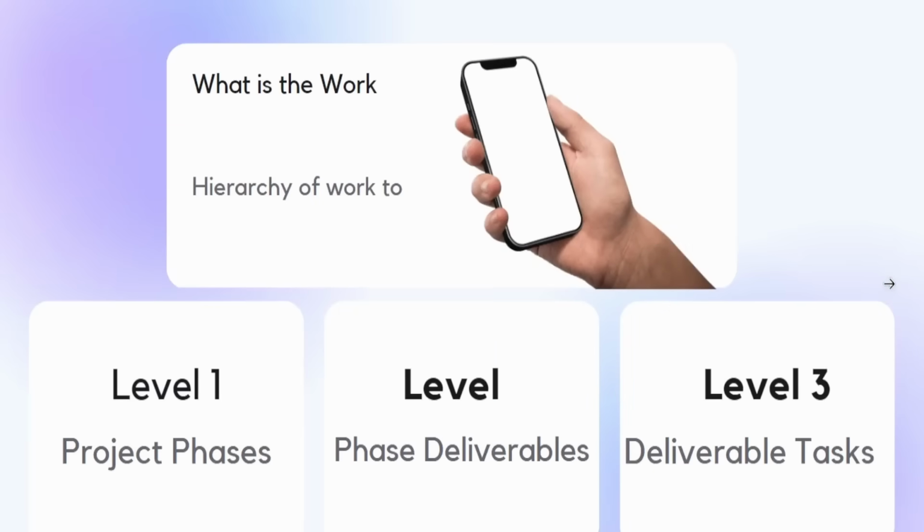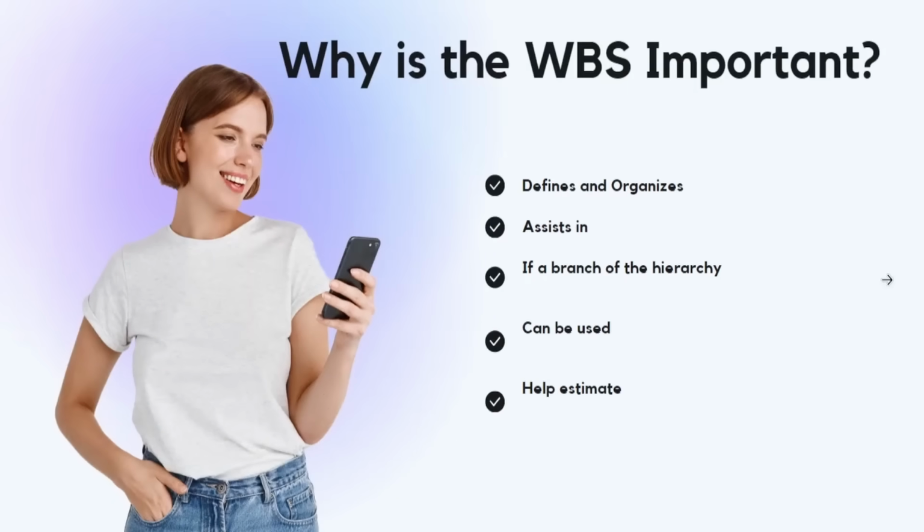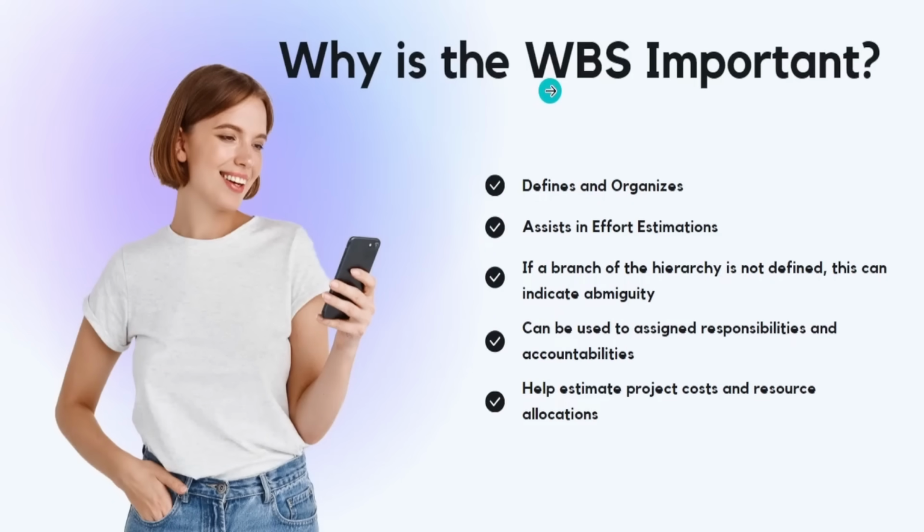So, firstly, what exactly is the work breakdown structure? The work breakdown structure is a hierarchy of work to be delivered. You're going to have a level one of the hierarchy, which is basically the project phases. You're going to have the level two, which are the phase deliverables. And then you're going to have the level three, which would be the deliverable tasks. So it's going to be a visual representation and an easy reference to see overall what exactly needs to get done for this project.